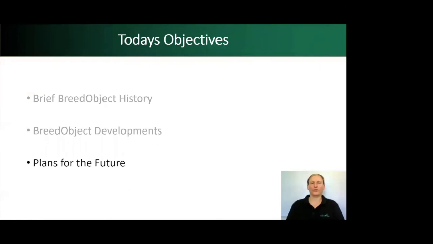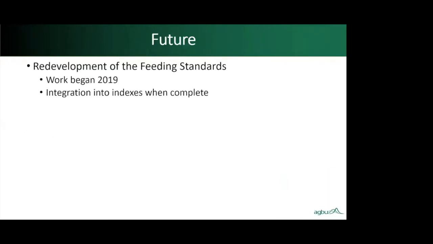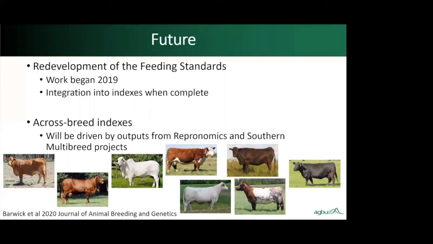Finally, I'd like to describe some plans for future research and development of BreedObject. Work began in 2019 on redevelopment of the feeding standards within Australia. Once these are complete, they'll be integrated into the BreedObject indexes. We've also developed the capacity to construct across-breed indexes. This will be driven by the outputs from two projects, the Repronomics project in Northern Australia and the Southern Multi-Breed project in Southern Australia, involving the breeds that I've shown in the pictures below.